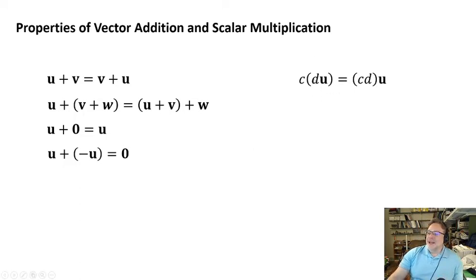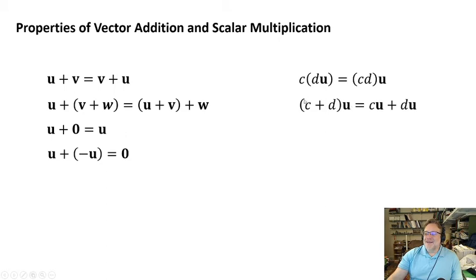Here's something else. If I start by multiplying this scalar by this vector, and then multiply the result by this other scalar, that's the same thing as multiplying these two scalars together and then multiplying that product by the vector. So it doesn't matter which order you multiply if you're just multiplying a couple of scalars with a vector.